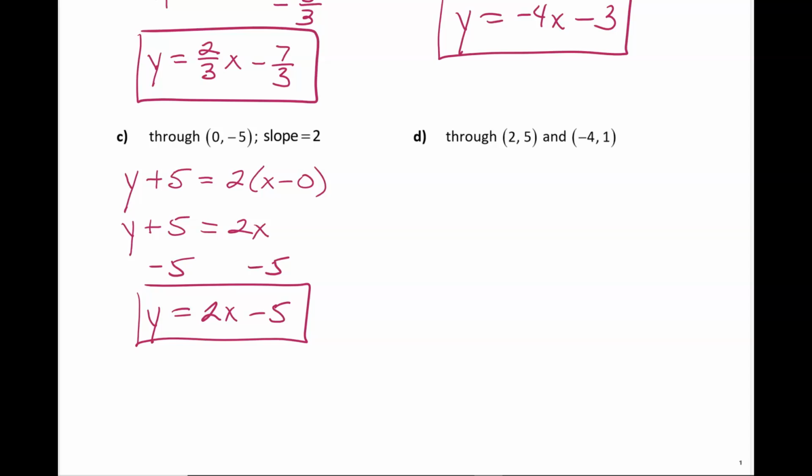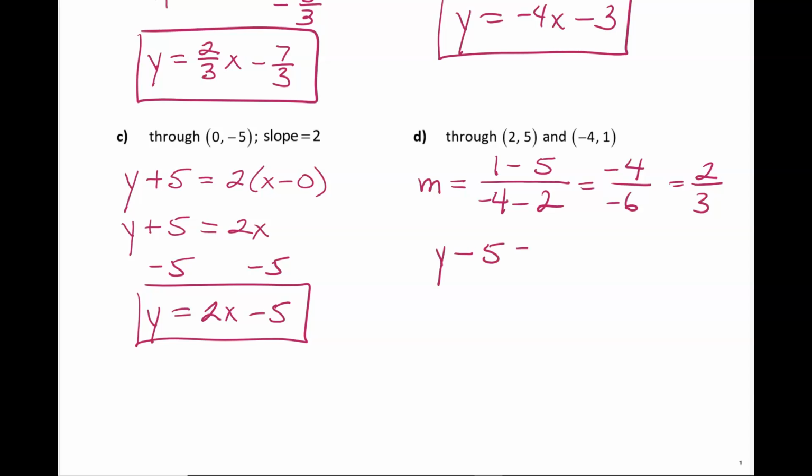And last one. This one does not give us the slope, but it does give us 2 points. So we can find out what m is by subtracting the y-coordinates, 1 minus 5 on the top, and then subtracting the x-coordinates, -4 minus 2 on the bottom. That's going to give us -4 over -6, which is positive 2/3. Next, you can use either one of the 2 points. Doesn't matter which one you use.